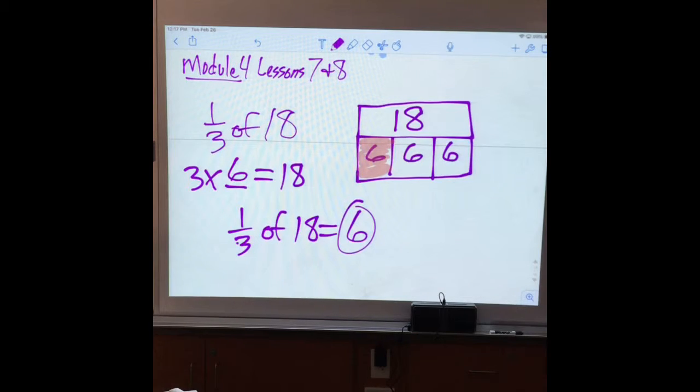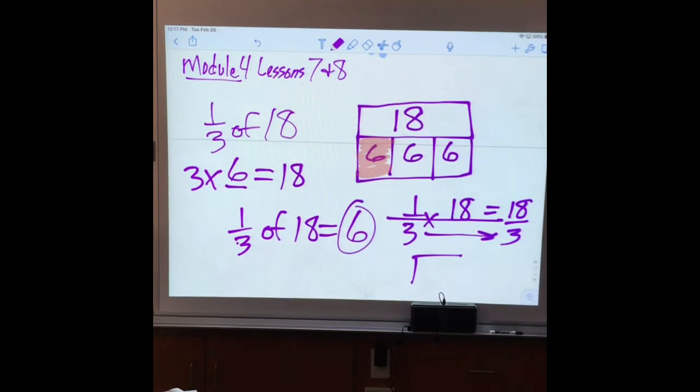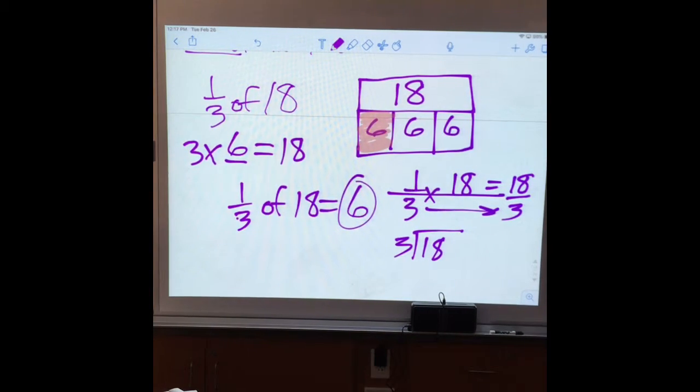The other way we could do it is we could say, okay, we have a third times 18, and I'm just going to go like this and put an equal sign here. This would be 18 over 3, because my units stay the same. So then I could actually do it like this, put my 18 in the box, 3 on the outside. How many 3's are in 1? 0. How many 3's are in 18? You're going to say 6, because 3 times 6 is 18. And there's our 0. So we got it right.